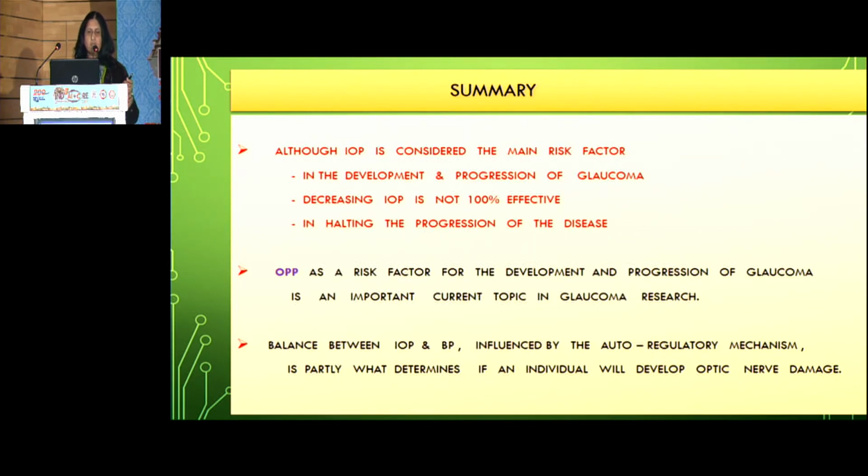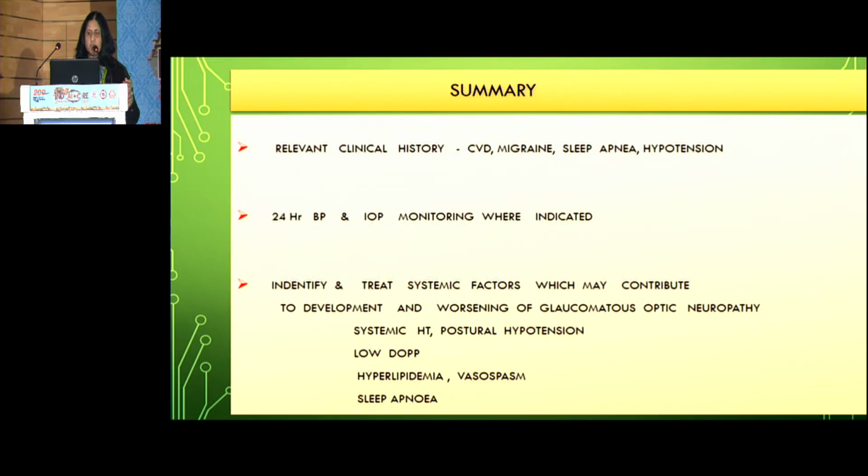So to summarize, ocular perfusion pressure as a risk factor for development and progression of glaucoma is an important current topic in glaucoma research. A balance between intraocular pressure and blood pressure influenced by the autoregulatory mechanism is partly what determines if an individual will develop optic nerve damage. So the importance of a relevant clinical history and 24-hour blood pressure and IOP monitoring were indicated, identifying and treating systemic factors which could contribute to development and worsening of glaucomatous optic neuropathy.